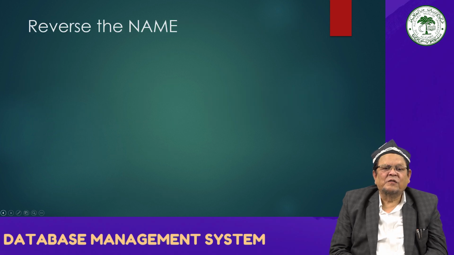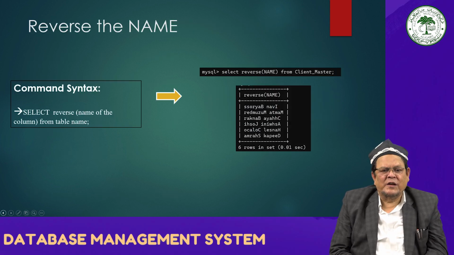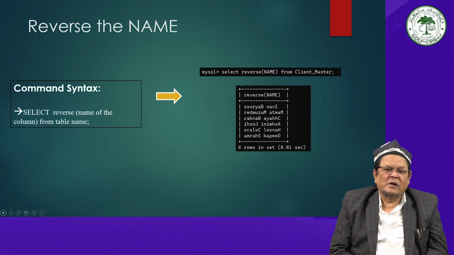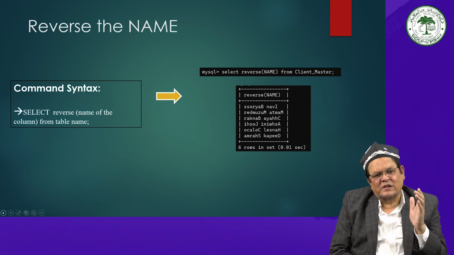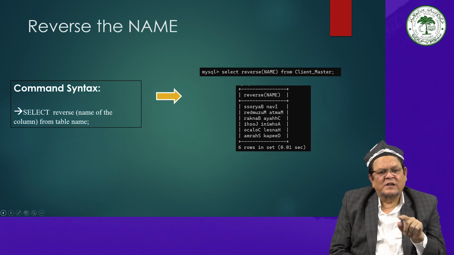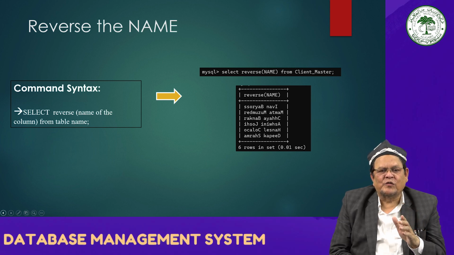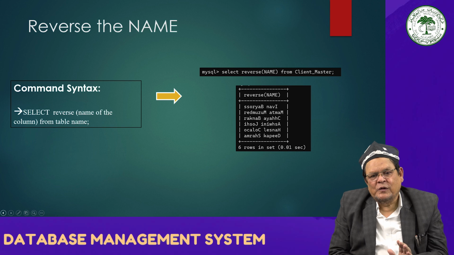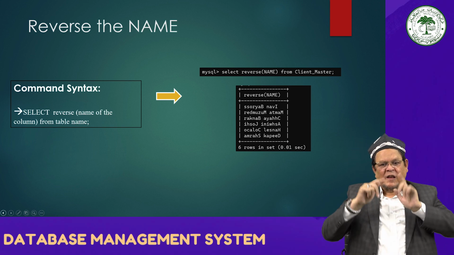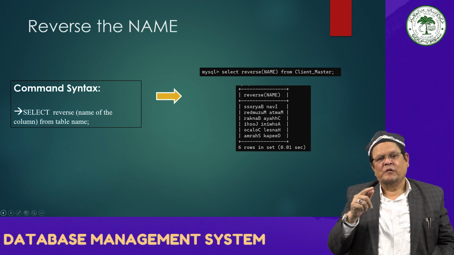And next is reverse the name. Suppose you want to reverse the name, a command is available for that. There are some standard rules, some standard syntax. So the command syntax is select REVERSE. You have to write reverse within brackets, the name of the column you have to specify. Then you have to specify the table name also. In MySQL, you have to type select reverse name within brackets.